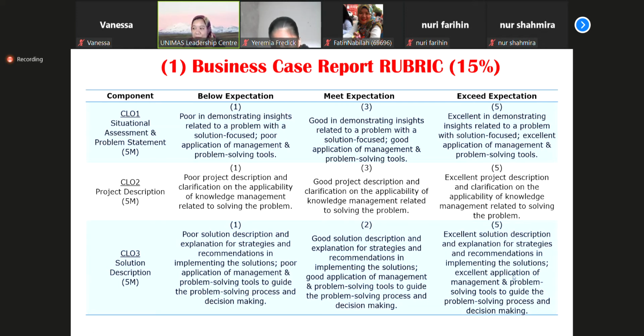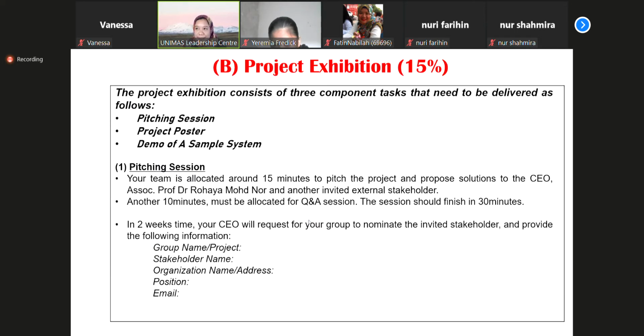You need to comply with all this, having all the components. Then you need to have the project exhibition, also 15%, that contains these 3: the pitching session, the project poster, and the demo of a sample system. You are allocated about 15 minutes to pitch, the most is about 10 to 15 minutes. We are going to wrap up in a 30-minute session with your stakeholder. So you need to give your project name in 2 weeks' time.